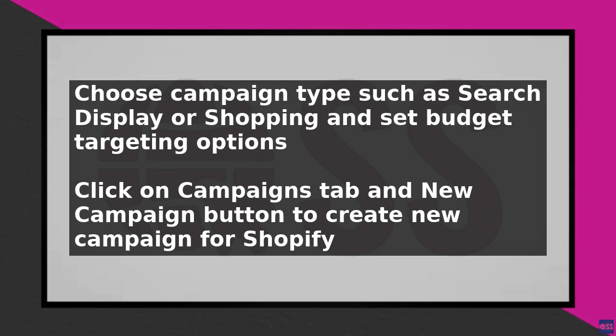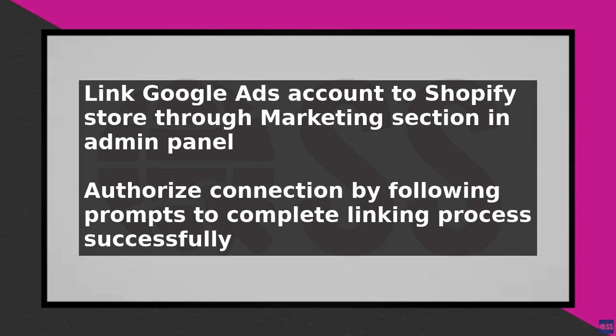After linking your accounts, you need to set up conversion tracking. This allows you to track the effectiveness of your Google Ads campaigns and make data-driven decisions. To set up conversion tracking, go to the Conversions section in your Google Ads account and click on the New Conversion Action button. Choose the conversion action you want to track, such as purchases or sign-ups, and follow the prompts to set it up.